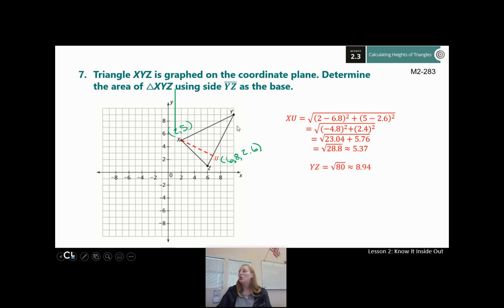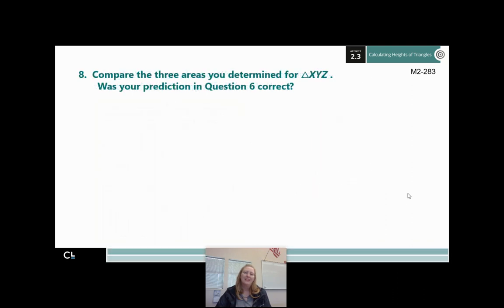I already knew that my base yz was the square root of 80. We did that earlier. So the square root of 80 times my base times the square root of 28.8, my height. Don't forget to cut in half. Oh, look, we got 24 again. Are you having deja vu? Hey guys, compare your three areas. What did we predict on question number 6? And was our prediction correct? Go ahead and hit pause. Just make a quick note and then hit play to keep going.